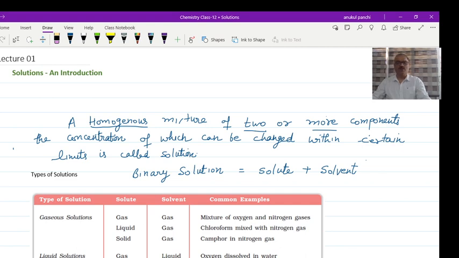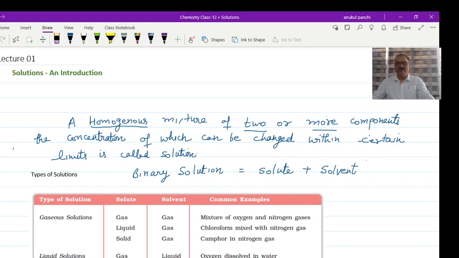When there are only two components, one component will be called solvent and the other component will be called solute. The component which is in larger amount will be called solvent, and the other component which is in lesser amount will be regarded as solute. And when there are more than two components, then the component which is in larger amount is the solvent and all other components are solutes.